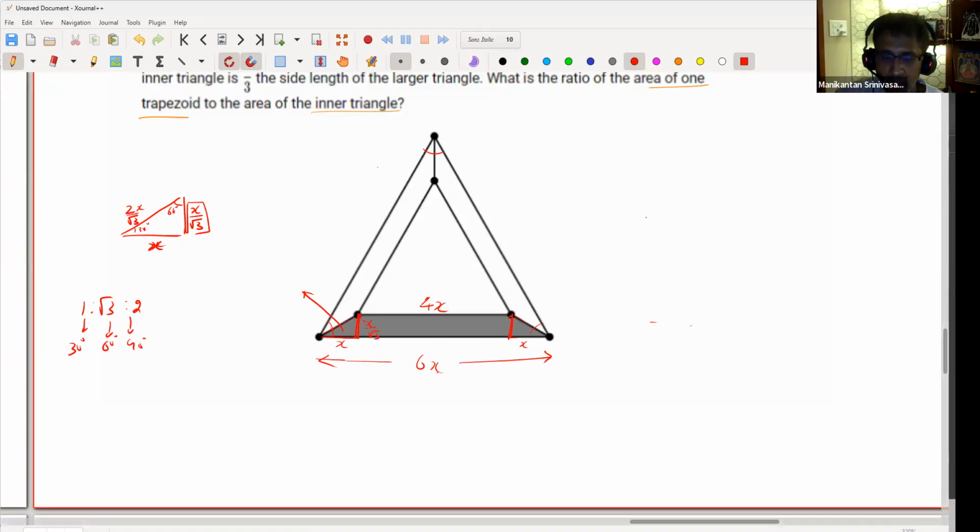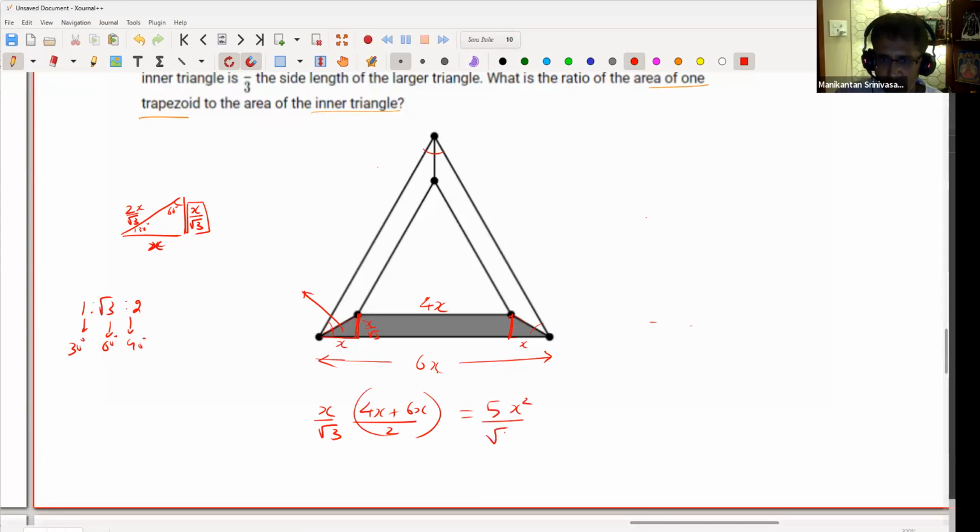Now I can use the area of the trapezium, which is height times the average of the 2 bases. That's the area of the trapezium, right? Average of the 2 bases. So how much is this? 5x, right? The average is 5x. So 5x square by √3. That's the area of the trapezium. And now I can use the area of this small triangle, which is √3/4 into side square.